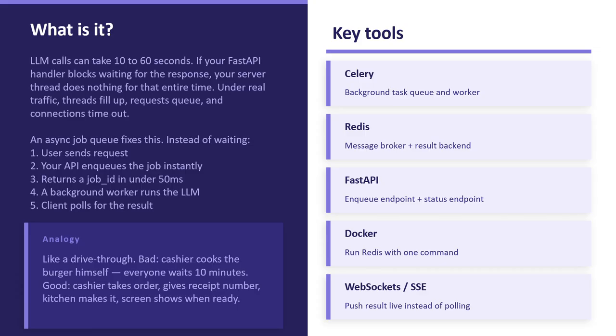The drive-through analogy makes this click. The bad approach is the cashier cooking the burger himself. Every customer waits 10 minutes, and everyone behind them waits too. The good approach is the cashier taking the order and handing over a receipt number. The kitchen makes the food. The cashier stays fast. The kitchen does the slow work.